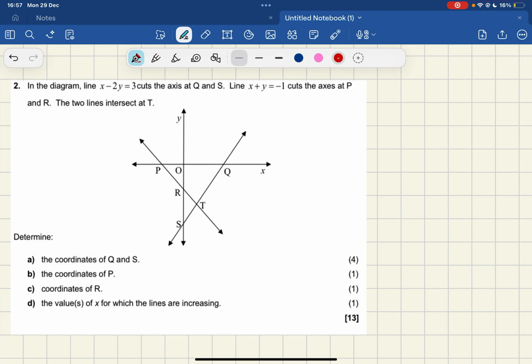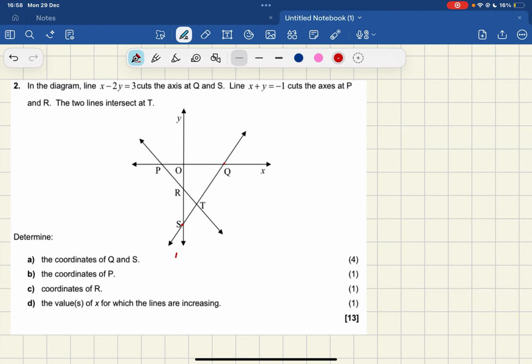And it says here, question 2, in the diagram, line x minus 2y is equal to 3 cuts q and s. So this is the line. And line x plus y minus y cuts p and r, right? The two lines intersect at t, fine. They say, give the coordinates of q and s.